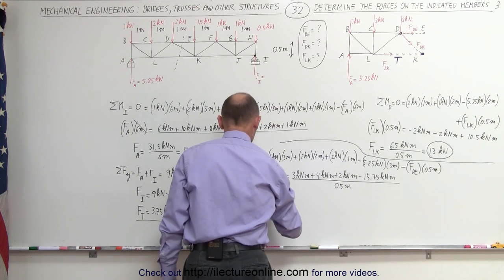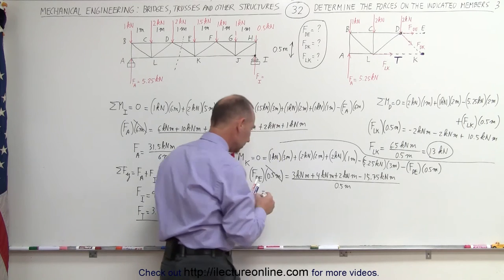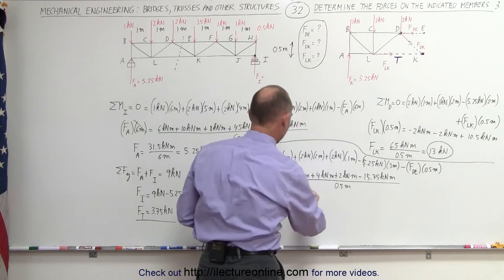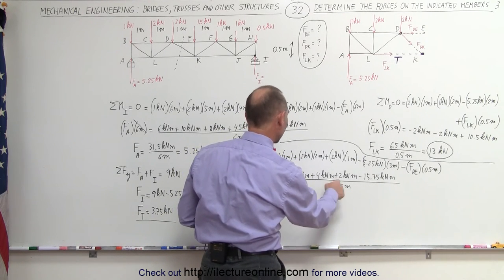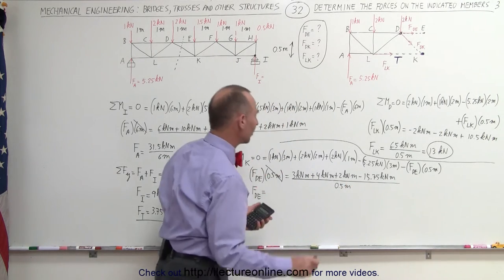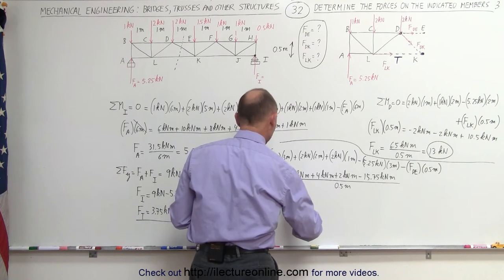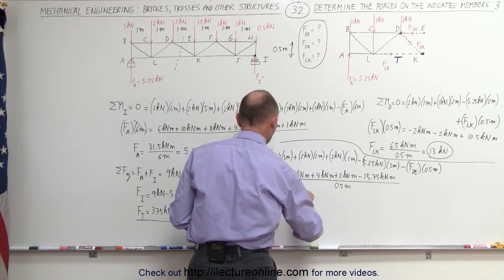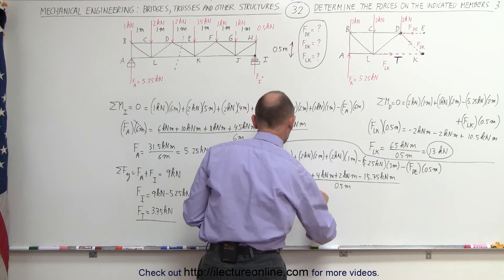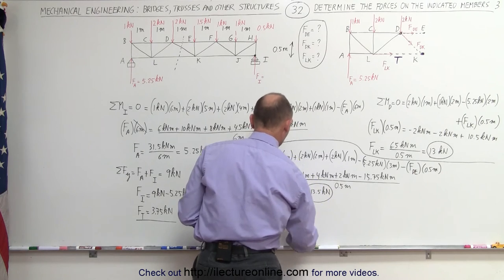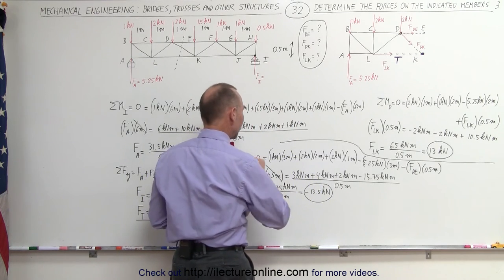I get the force FDE is equal to, and let me get a calculator out. So I keep track of everything. That's 3, that's 7, that's 9. Minus this, that's minus, I can do it this way, minus 6.75 kilonewton meters, minus 6.75 kilonewton meters divided by 0.5 meters, which is equal to minus 13.5 kilonewtons. That's a 12, yep, that is correct.